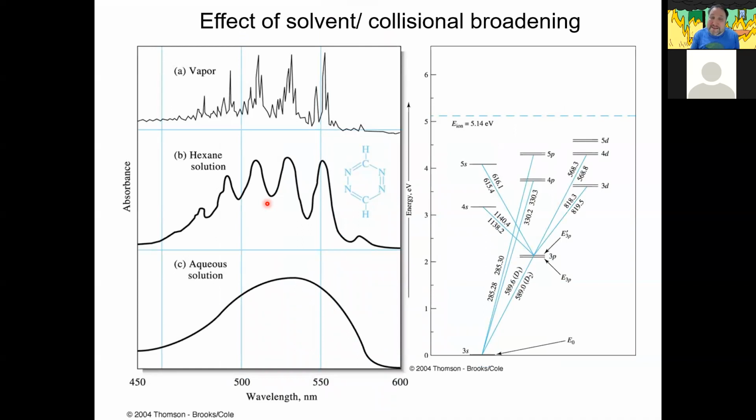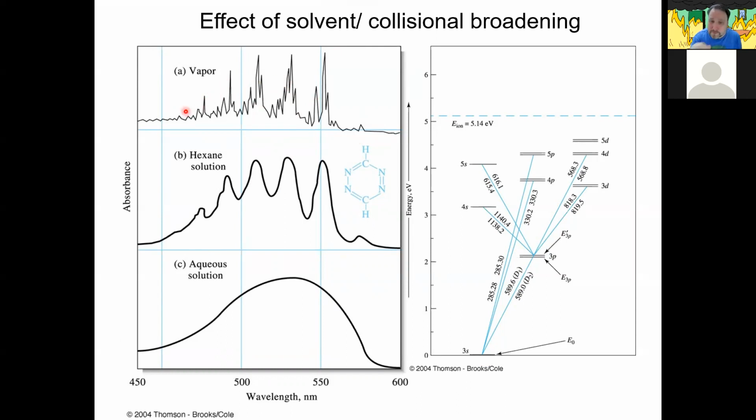One of the other things that you will see is that the spectrum may change based on what solvent you are working in. If we've got our molecule and we look at it in aqueous solution, we may get a big blob. But if we put that into hexane, we're going to start to see some peaks. And if we put that into the vapor phase and look at it as just a gas molecule, we're going to get lots more structure.